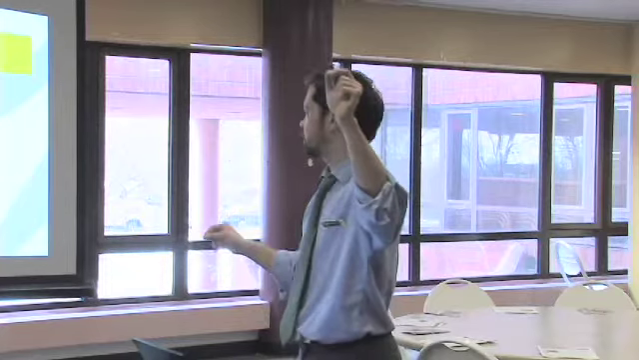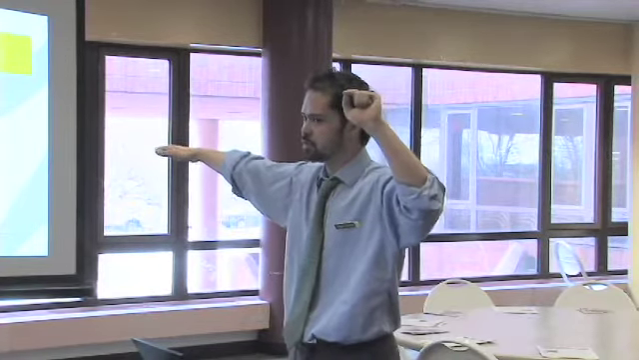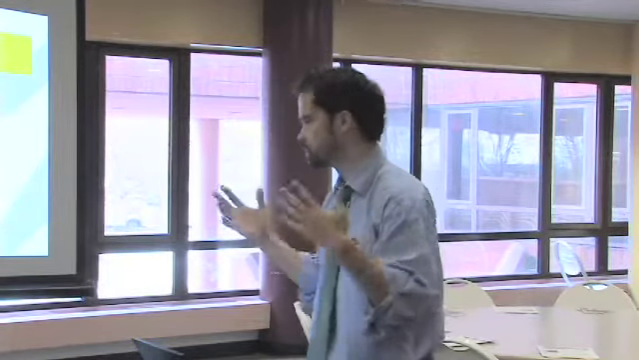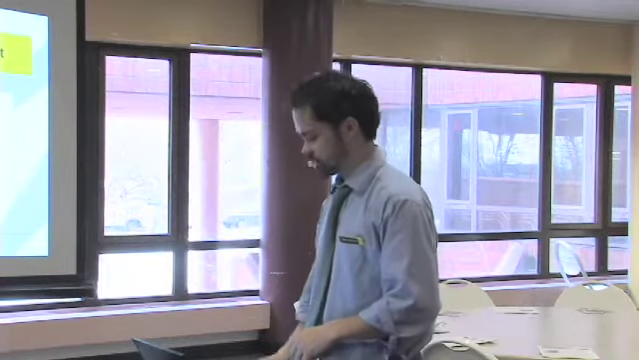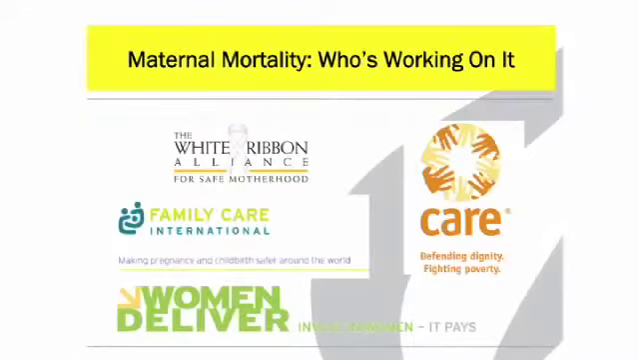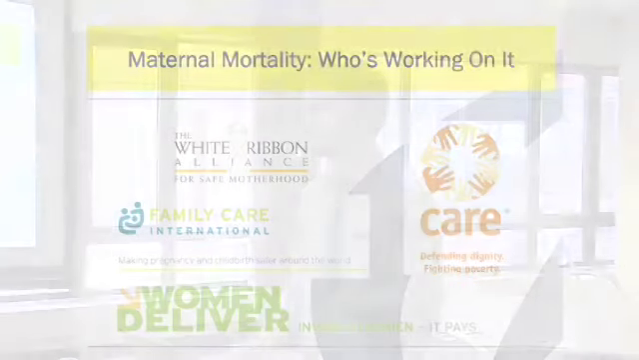So the goal is reduction of the maternal mortality ratio by 75% from 1990 to 2015. What you'd need is a 5.5% reduction year after year, and what we've actually seen is less than 1%. So another way of saying, a lot more needs to be done. Some of the other organizations working on this are CARE, a group called the White Ribbon Alliance, Family Care International, Women Deliver, and lots of other groups doing very important work. It really is an issue that's turning the corner in terms of public attention and political will.